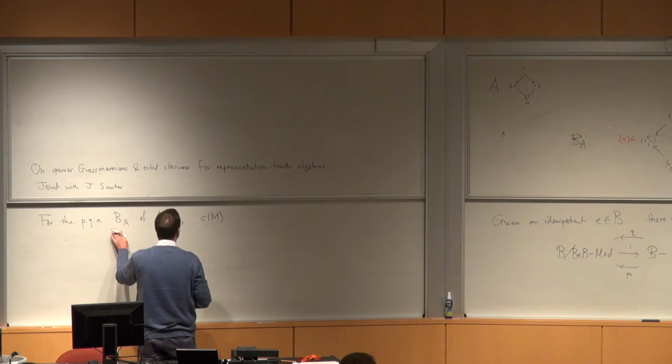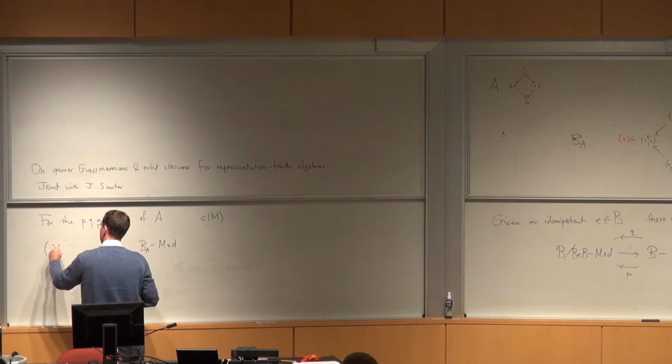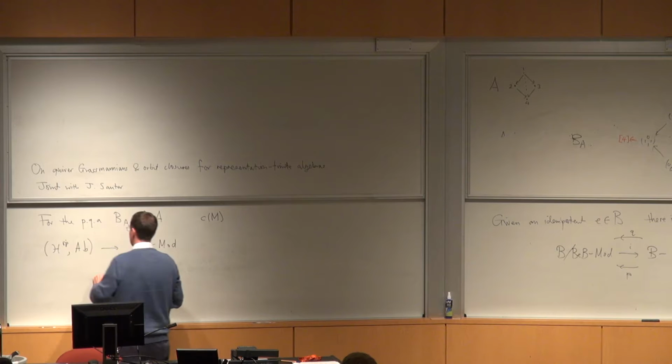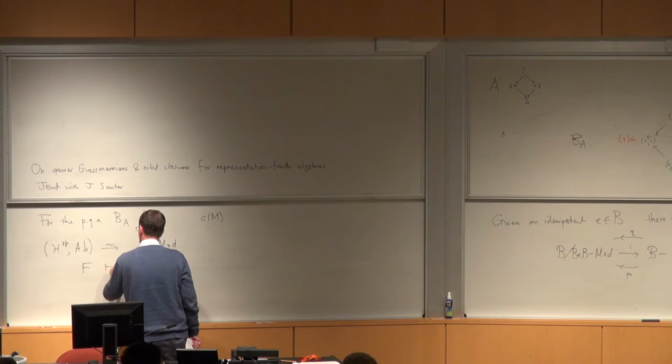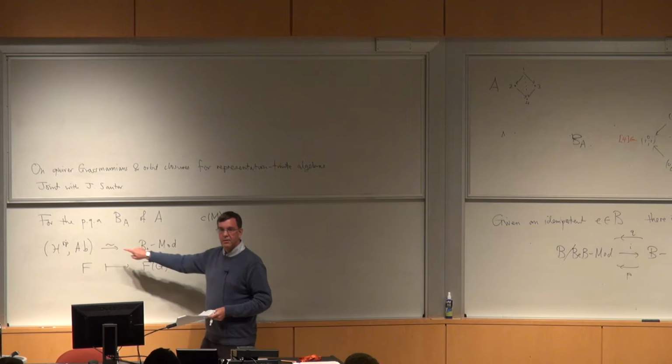because the way B was constructed, modules for it is the same thing as functors from H opposite to abelian groups. That's an equivalence. You just send some functor to be evaluated on the object G. So C of M, I don't have to tell you that module, I can tell you what functor it is. You easily get the module just by putting G in.